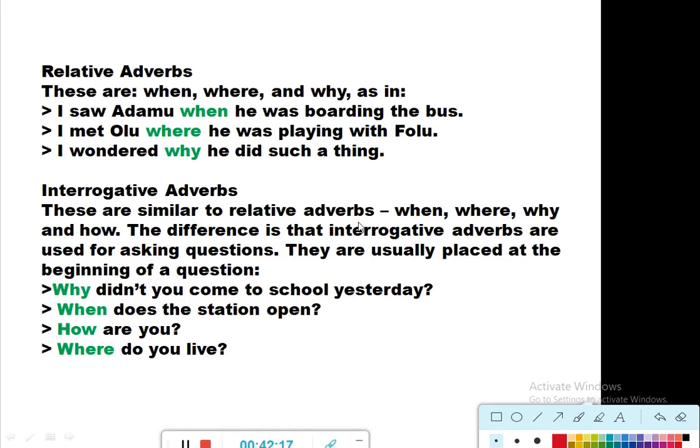Then we have interrogative adverbs. These are similar to relative adverbs: when, where, why, and how. The difference is that interrogative adverbs are used for asking questions. They are usually placed at the beginning of a question. For example, why did you come to school? Why didn't you come to school yesterday? When does the station open? How are you? Where do you live? So they are used in asking questions.